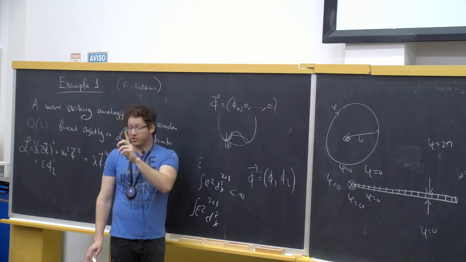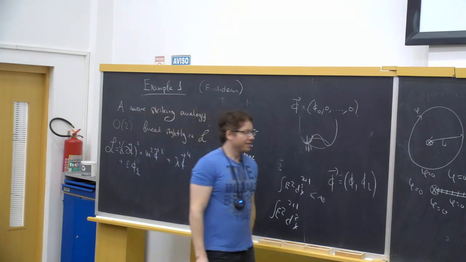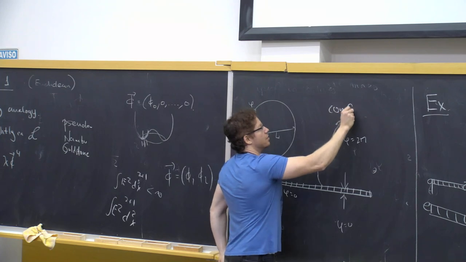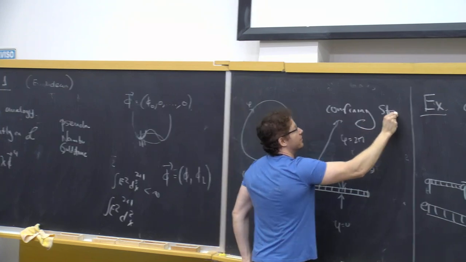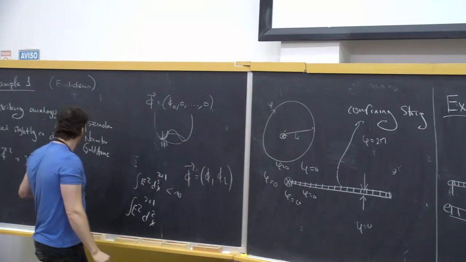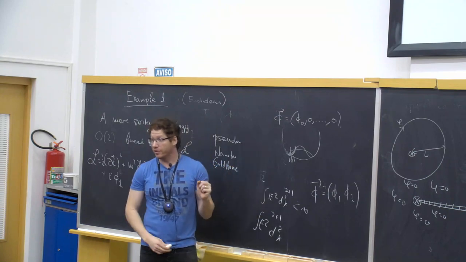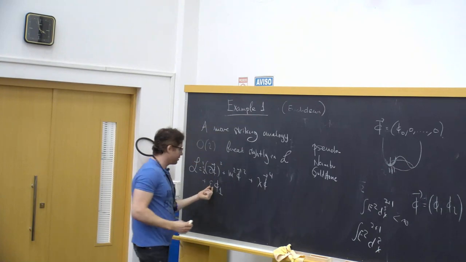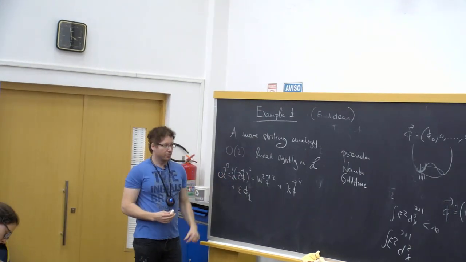We've seen two facts. One is that they admit confining strings. So this is analogous to the confining string, the confining flux tube. And previously we've seen that without this symmetry breaking term, we got a logarithmic divergence, like in the Coulomb phase of Yang-Mills theory. So we see that this parameter corresponds to going from the Coulomb phase to the confining phase.